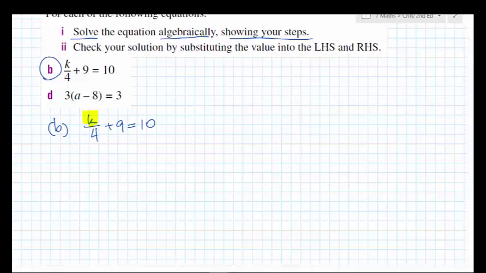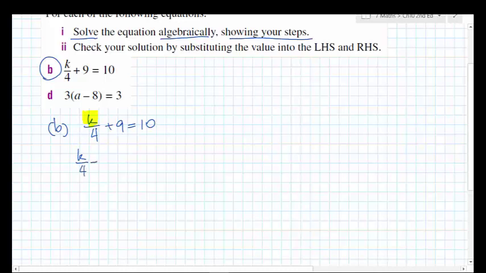I want to think of the left-hand side of this equation. What have I done, or how have I constructed that? Then I want to deconstruct it, or do the opposite. So I think I've got k, I divided by 4, then I added 9. The last thing I did here was add 9, so I'm going to take 9 from both sides.